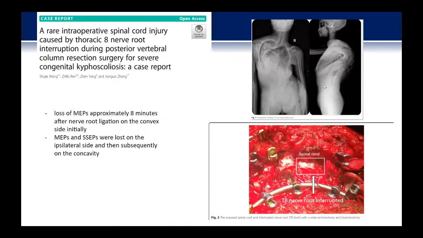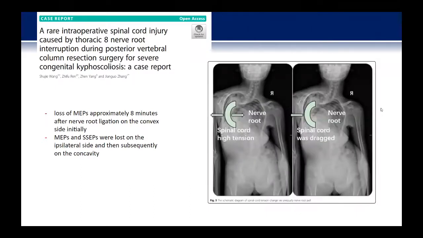So this is the case that they showed, and they found that after they sacrificed the nerve root, approximately 8 minutes afterward, they noted neuromonitoring changes on the convex side of the cord, and they felt that was basically due to a stretch injury on the spinal cord after it was being untethered from that side. So this is kind of a little diagram of what they showed.